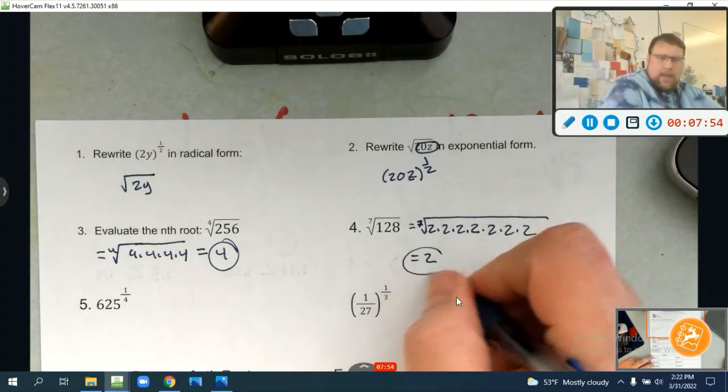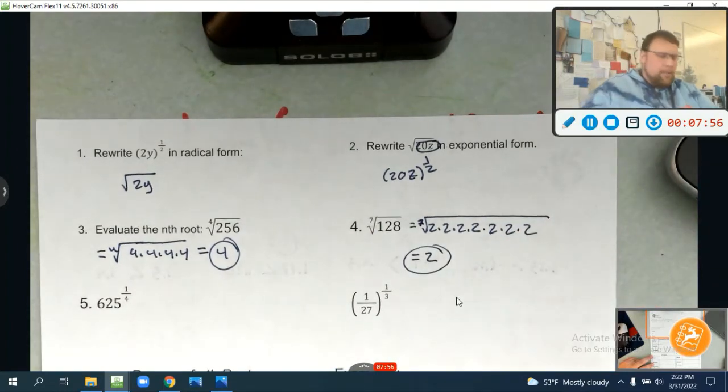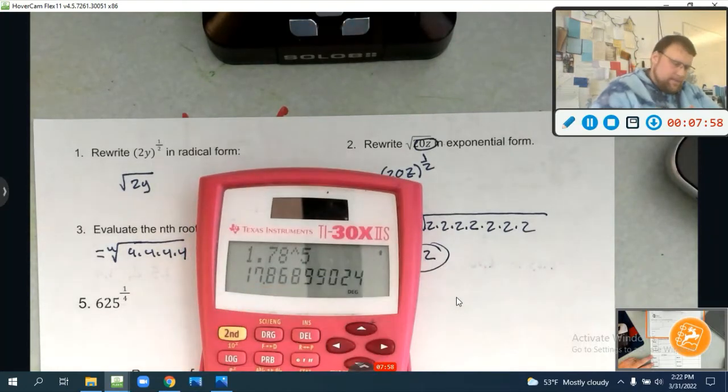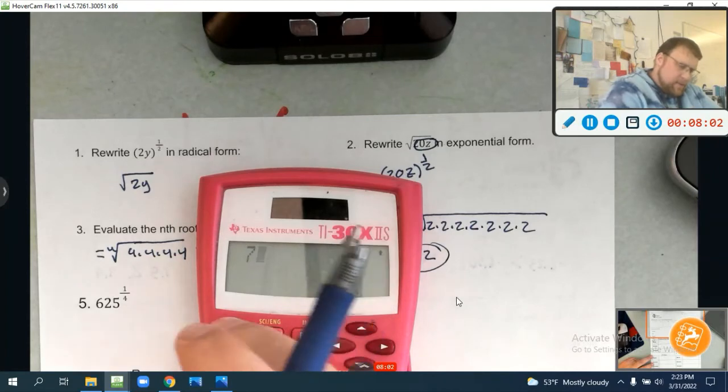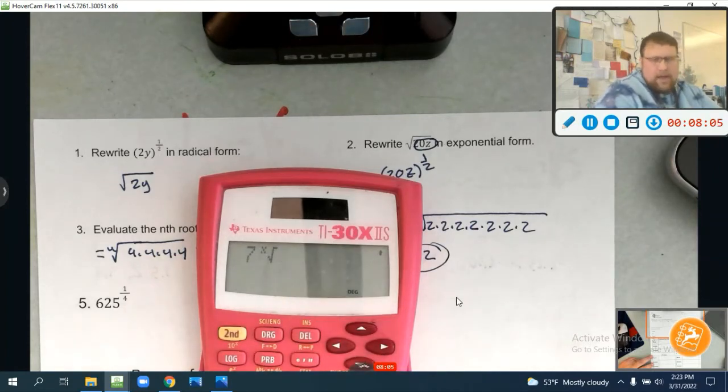Now, how would I really do this on a calculator? If you have a calculator like this, I would write 7 for the 7th root, and I have the x root sign of 128. And what does it get me? Boom, 2.